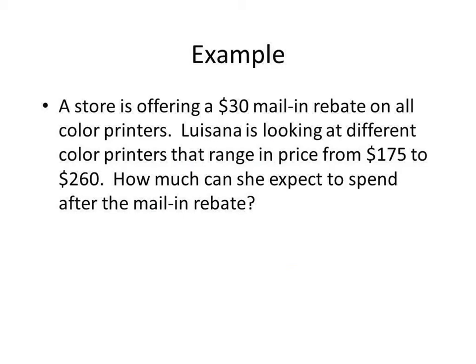Here we have a store offering a $30 mail-in rebate on all color printers, and Louisiana is looking at different color printers that range in price from $175 to $260. How much can she expect to spend after the mail-in rebate? Let's do some quick math to the side. If she has a $30 mail-in rebate, how much would a $175 printer cost? It would cost $145. What about a $260 printer? $230. So if the price range is between those two values, that's where you get an AND inequality.